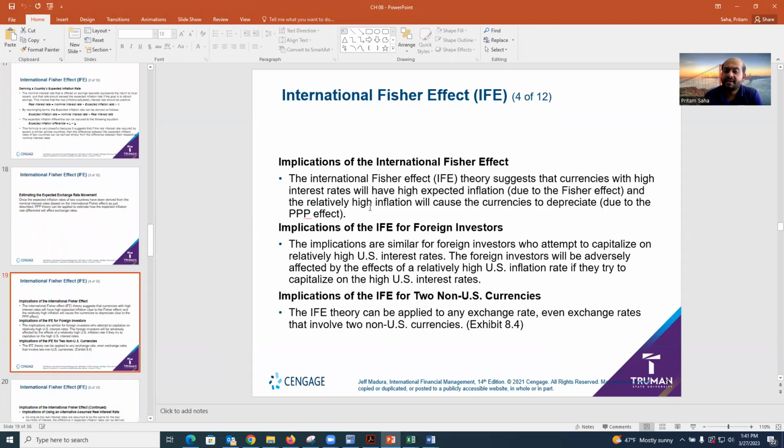Now the implication for the international Fisher effect. We already learned that the international Fisher effect theory suggests that currencies having high interest rates should have high expected inflation, and that will cause the currencies to depreciate because of purchasing power parity, so that going forward, investors cannot earn or generate higher return from investing outside the home country. So that's basically the implication of the international Fisher effect. Now let's look at an example. It should be clear.